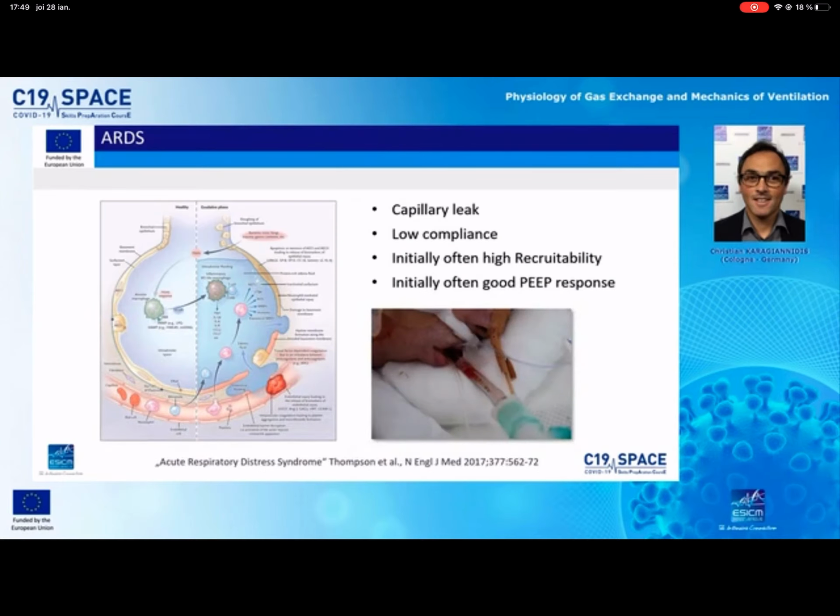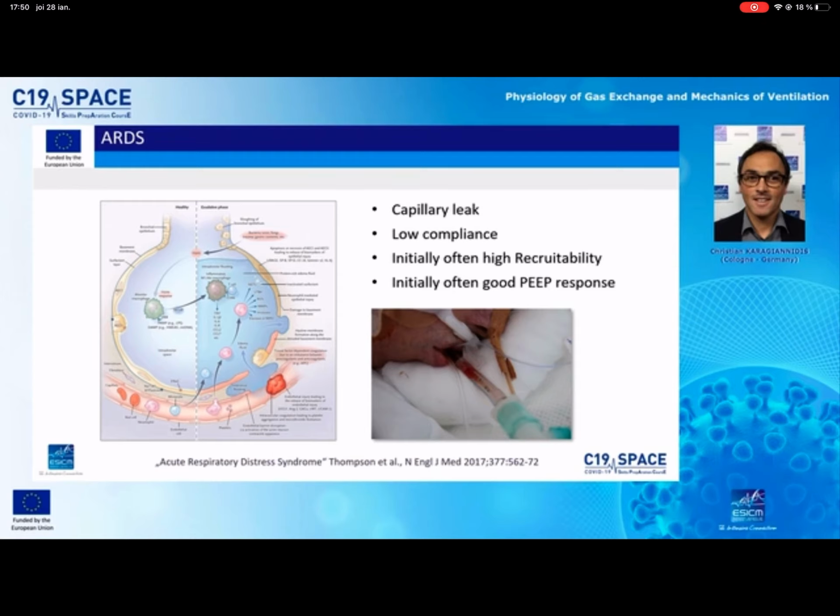In regard to COVID-19 ARDS, there is a long-lasting discussion about the type of ARDS. In patients with the flu, for example, as you see on the right-hand side, you typically have a capillary leak in severe cases in the beginning. There's a lot of edema in the lung, in this case here very severe. You see this edema here. You have a very low compliance of the lung, and usually the patient responds to PEEP and has a good recruitability of the lung. These are the typical initial stages of ARDS.